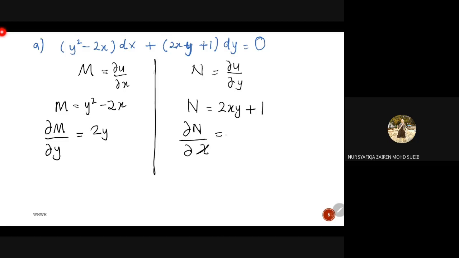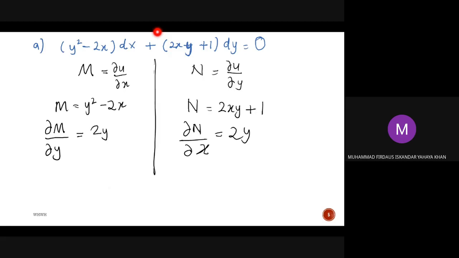And what about the second one, del N over del x? 2y plus 2x or 0? 2y. Yes, 2y. Because we regard y as constant, we differentiate x. So you differentiate 2y times x, meaning x is constant, so you get 2y. Understand? And then plus 1 is constant.